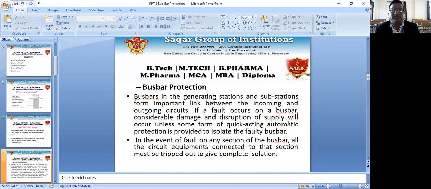Bus bar protection. Bus bars in the generating station and substation form an important link between the incoming and outgoing circuits. If a fault occurs on a bus, considerable damage and disruption of supply will occur unless some form of quick-acting automatic protection is provided to isolate the faulty bus bar. In the event of a fault on any section of the bus bar, all the circuits and equipment connected to that section must be tripped out to give complete isolation.